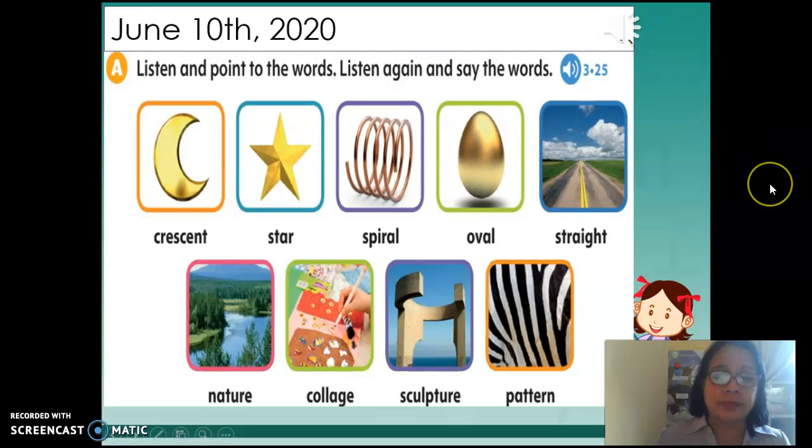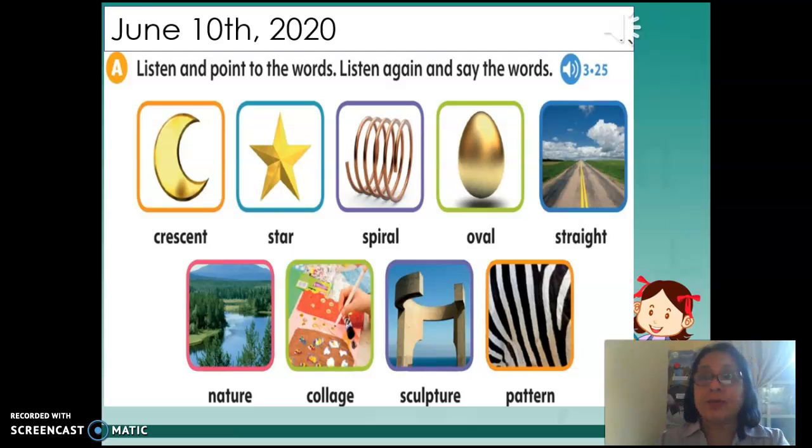Page 168, Unit 17. Get ready. Words. A. Listen and point to the words. Listen again and say the words. Crescent, star, spiral, oval, straight, nature, collage, sculpture, pattern.